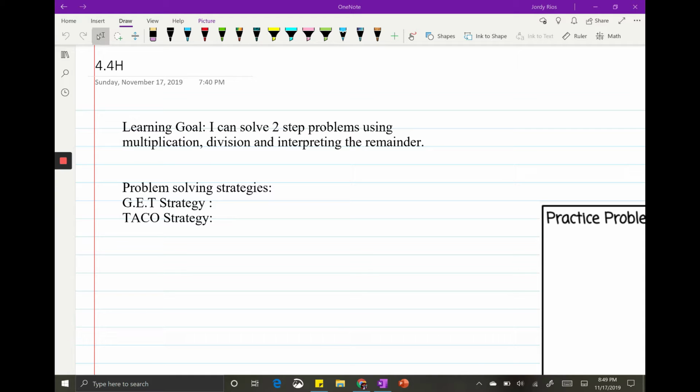Remember, sometimes when we divide, we get a leftover, but what is the problem really asking? Is it asking us to use it, or to not use it? What do we do? I don't know, but guess what? We're going to learn.